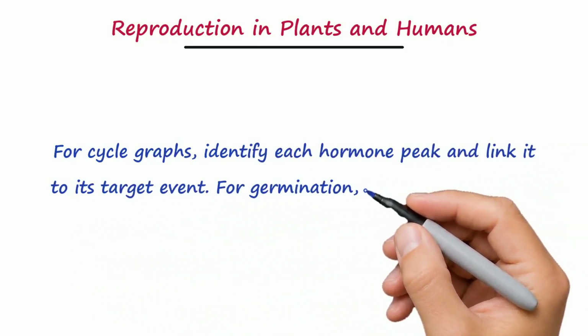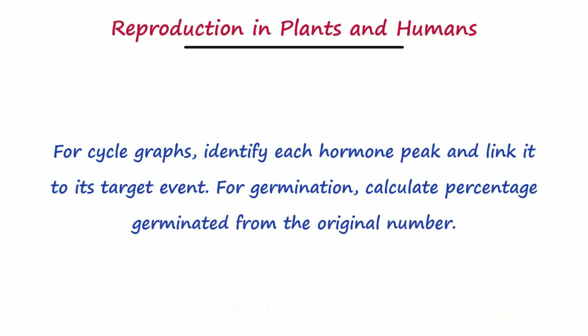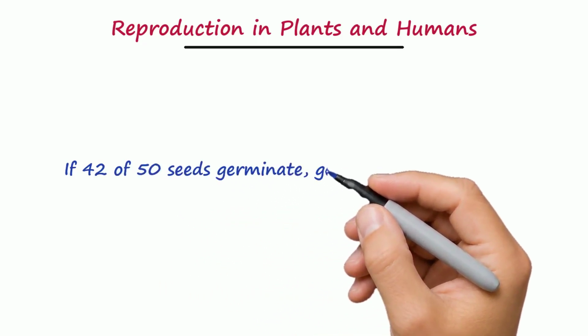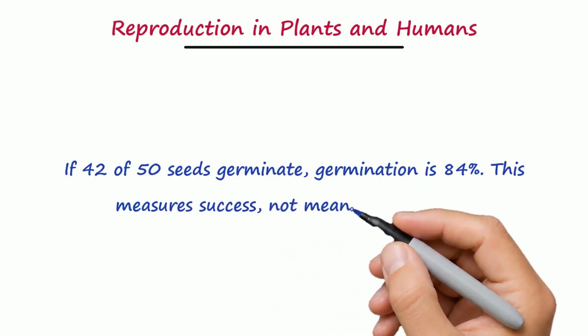For germination, calculate percentage germinated from the original number. If 42 of 50 seeds germinate, germination is 84%. This measures success, not mean shoot growth.